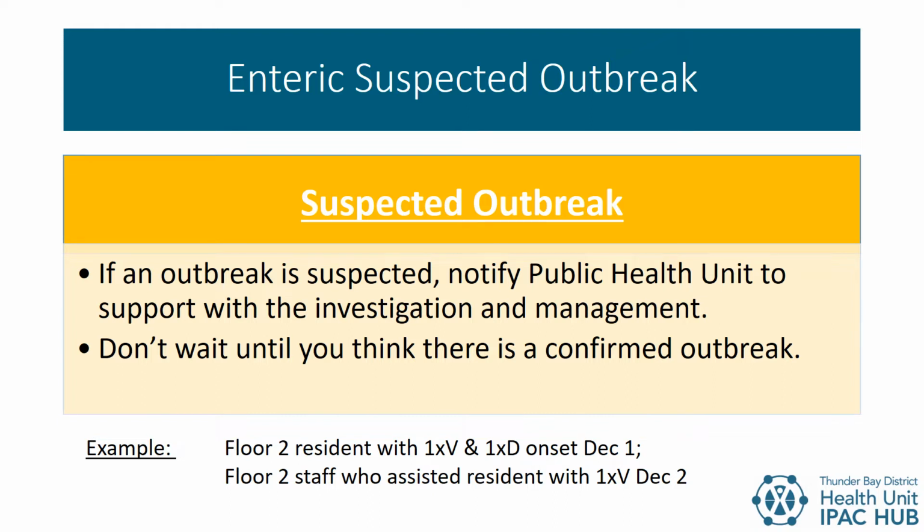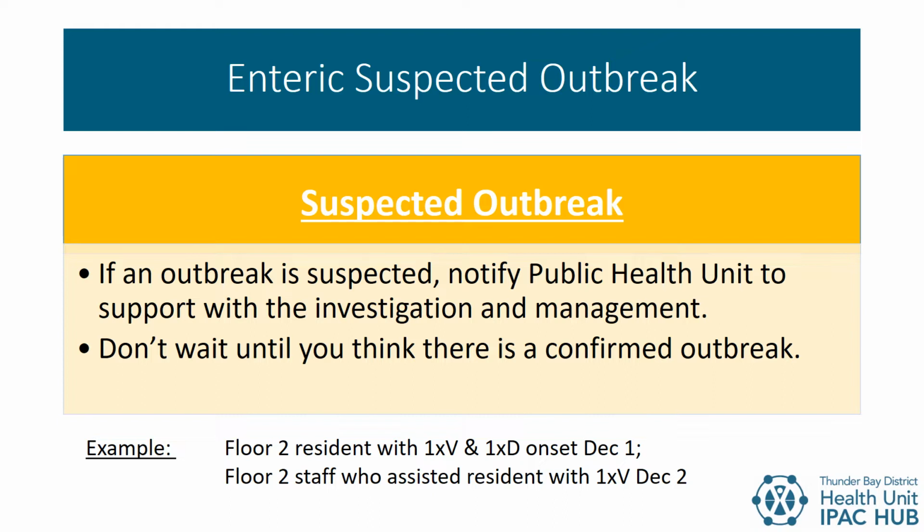So here is an example when an outbreak could be suspected. On floor 2 of a facility, a resident has 1 episode of vomiting and 1 episode of diarrhea with the onset on December 1st. These episodes are very abnormal to this client.